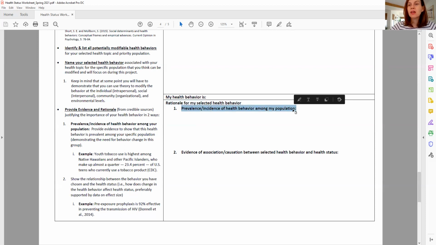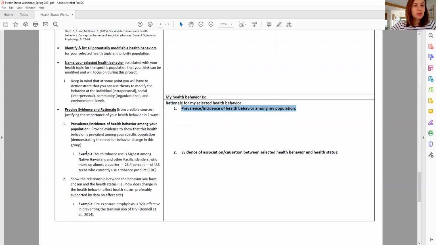If it was smoking and you picked Hispanics from San Antonio, you should be providing information on how prevalent smoking is among Hispanics. Maybe you can't find it specifically in San Antonio, but you might be able to find it nationally. So you're trying to get the data closest to your population to support it. Sometimes you can't find the exact thing you're looking for, so you find the next best thing.